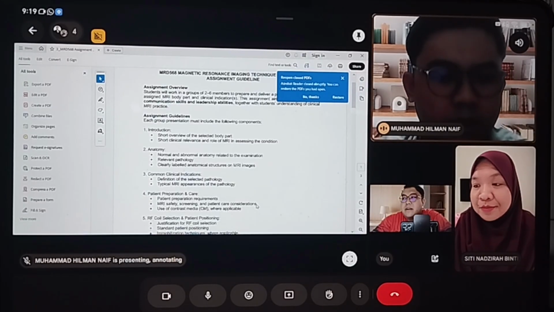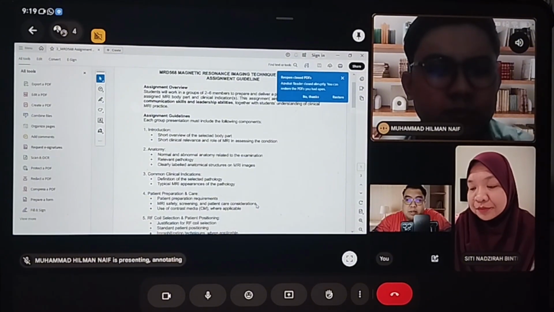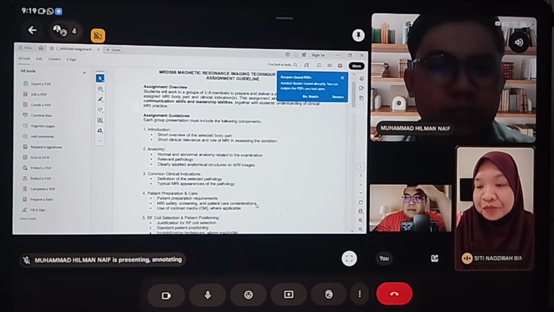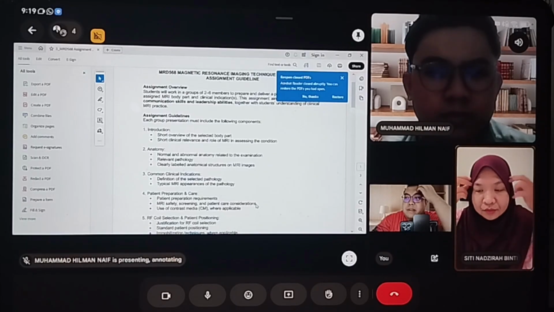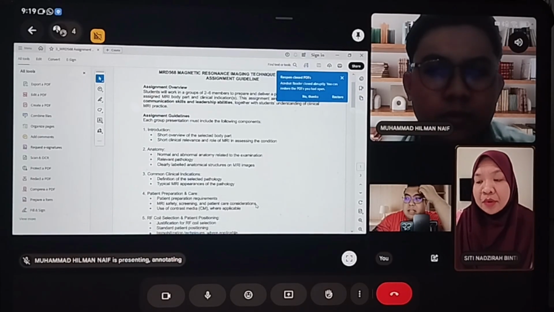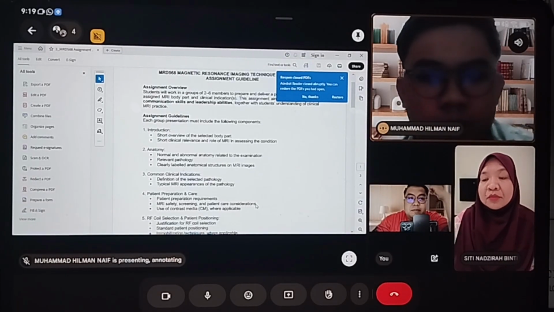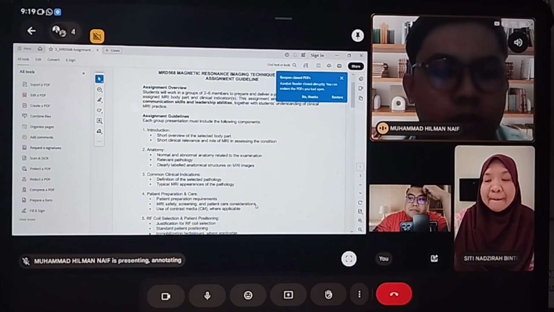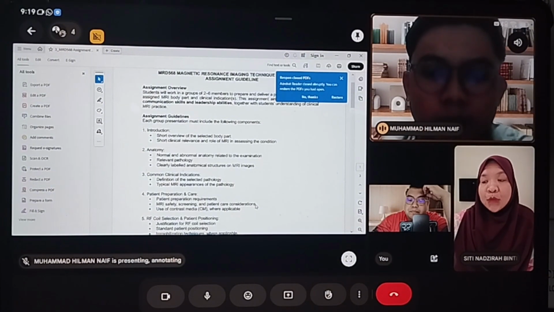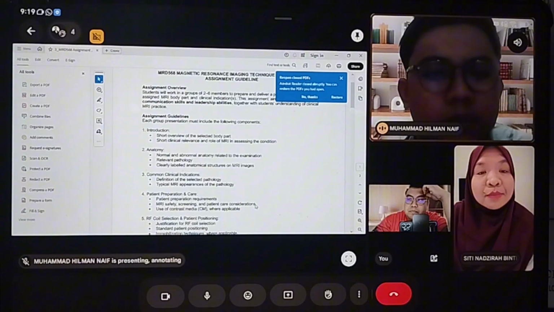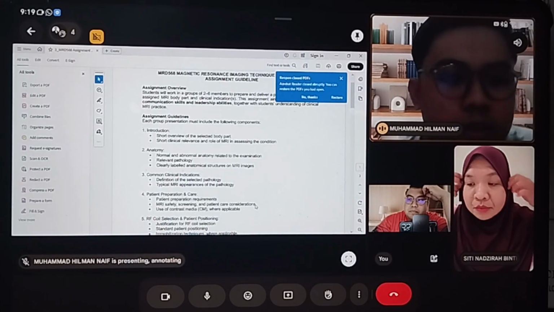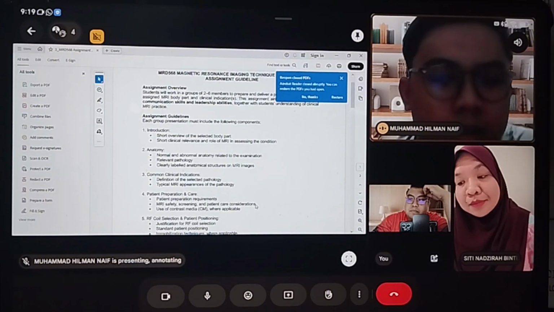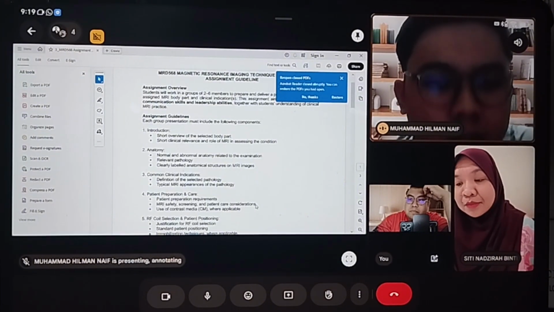Alright. For the introduction and anatomy, I think Ilman should take this part because you can explain the anatomy clearly and confidently. Ilman? Alright, I can do that. I will focus on the overview of the neck and spine and the normal anatomy, and I will also provide MRI images.